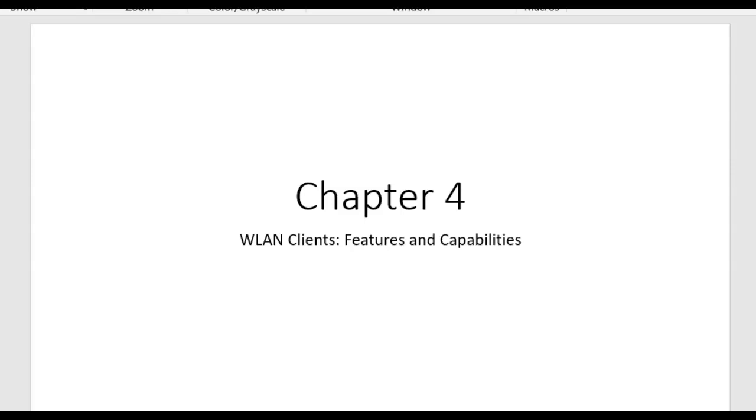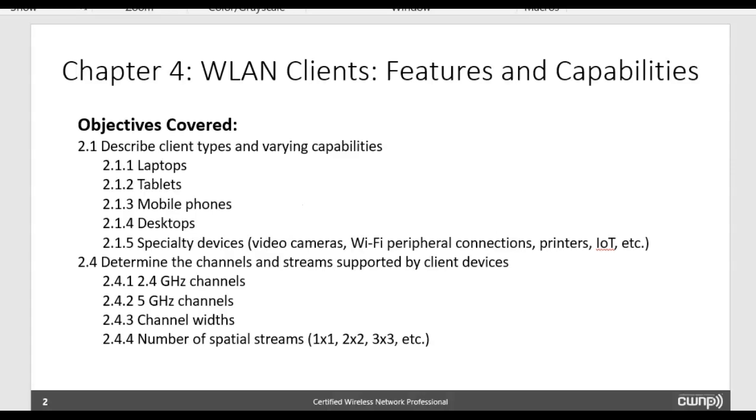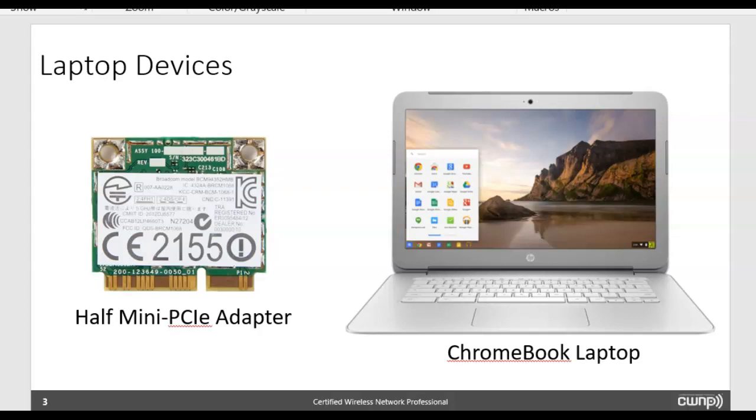So this chapter's on wireless LAN clients. Just talking about major capabilities, major devices, and what some of them do. Some of the objectives that are covered definitely describe the type of clients, and we run into various types, from laptops to specialty devices, video cameras, Wi-Fi cameras, printers, you name it. And then what channels most of these devices work with. So those are some of the topics we'll cover this chapter.